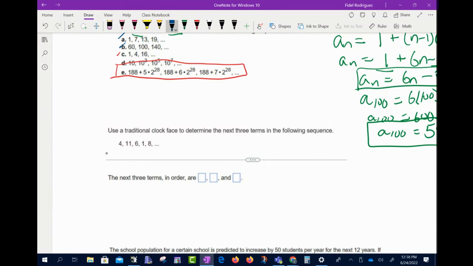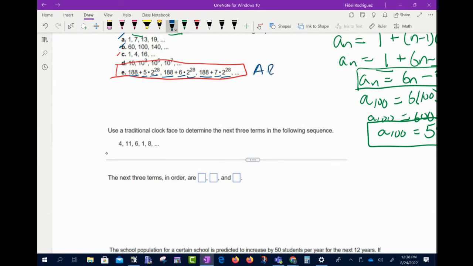This is what we're going to do. I want you to notice the 188, all of them have it. So don't worry about the 188 right now. What we have is we have 2 to the 28th. They all have the 2 to the 28th as well, right? But look at these numbers, 5, 6, 7. Are they going up by the same amount each time? They're going up by how much? They're going up by 1, right? I'm going to show you how we can figure out a formula and how to write that sequence.